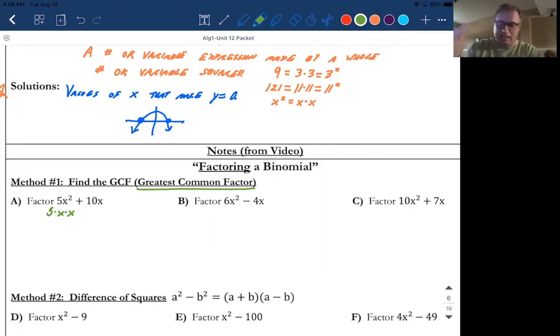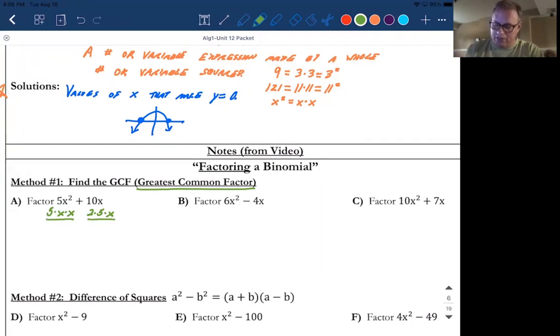Now, if I break 10 down, 10 is the same as 2 times 5. And I'd have to have an x to get 10x. Now, you'll notice that all the factors in terms of the numbers are prime, which means 5 and 2 both have two factors, one and itself, okay? So if we take a look at 5 and x and 2 and 5 and x, both of those have a 5 and an x.